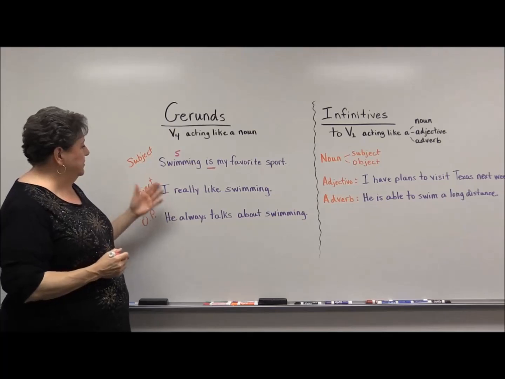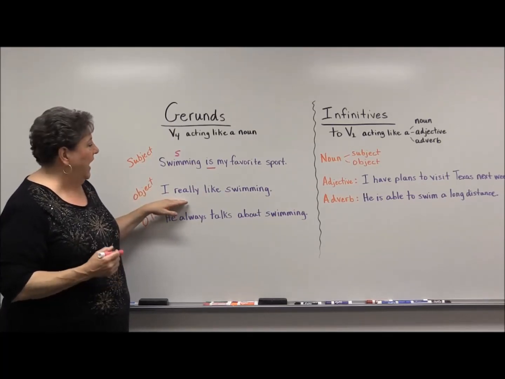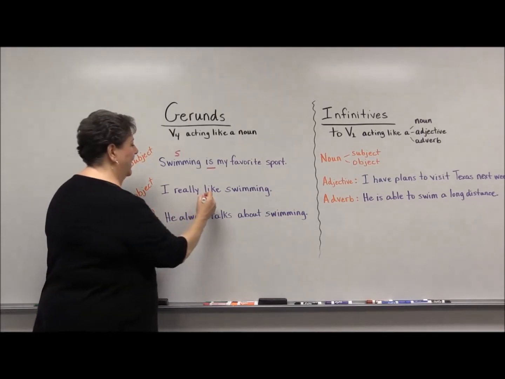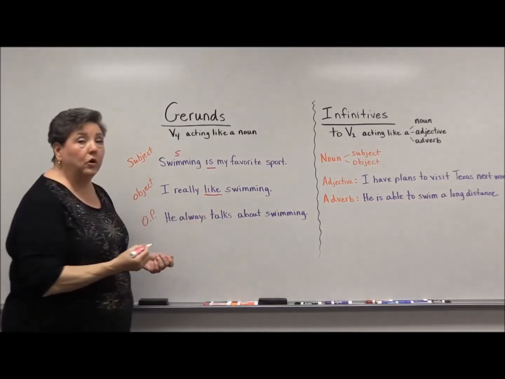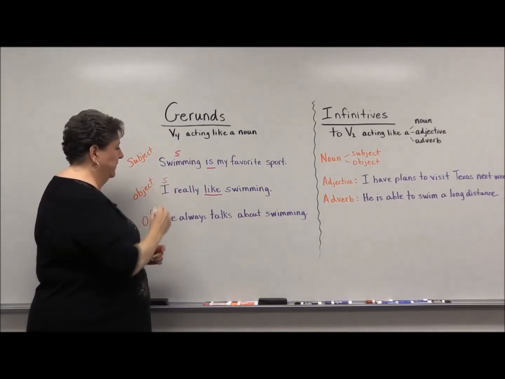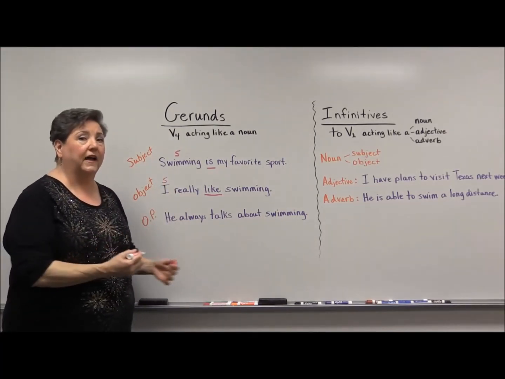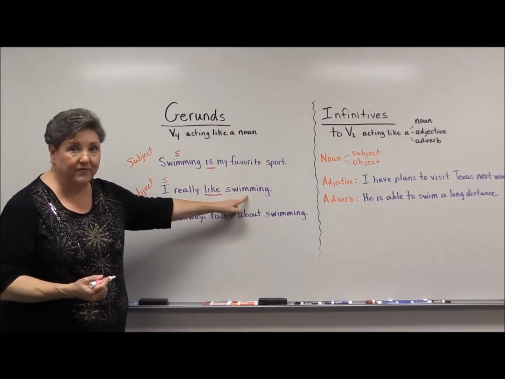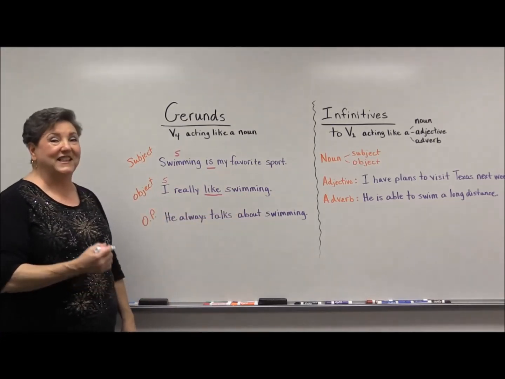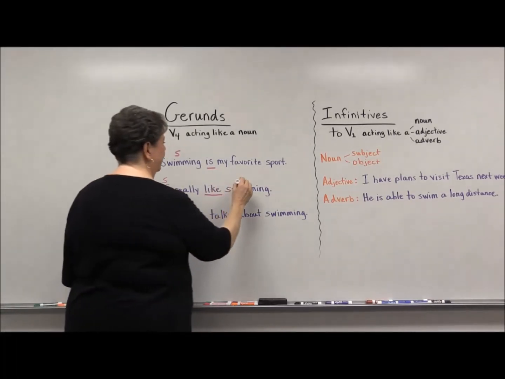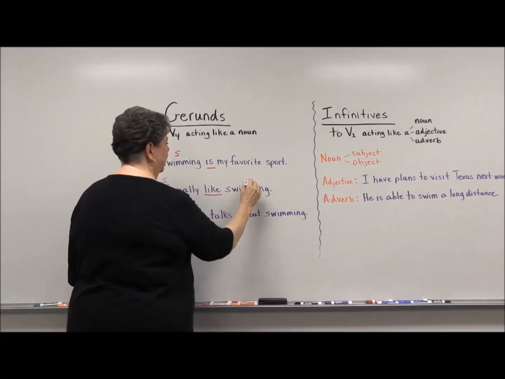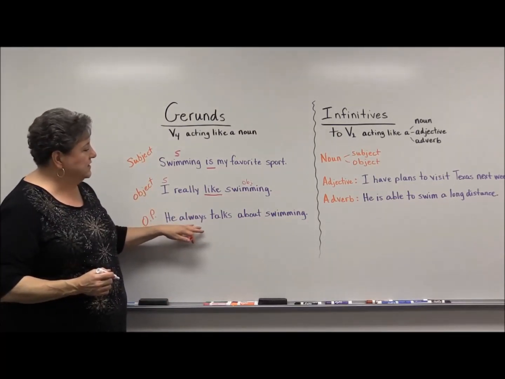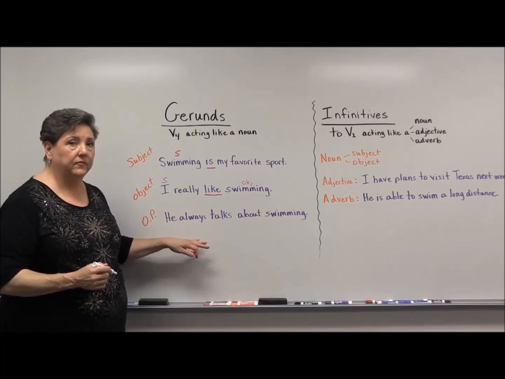Well, it can be an object too. Let's look at this sentence. I really like swimming. Verb. Like. Who likes? I like. What do I like? Swimming. It's not part of the verb. It's the object. It's the thing I like. Object. So let's look at this last example. He always talks about swimming. Verb.